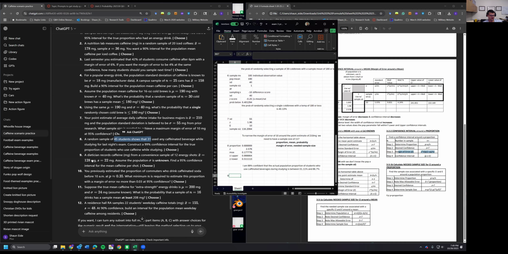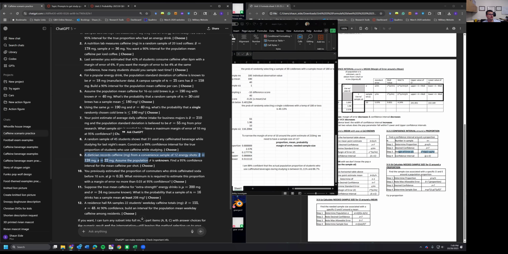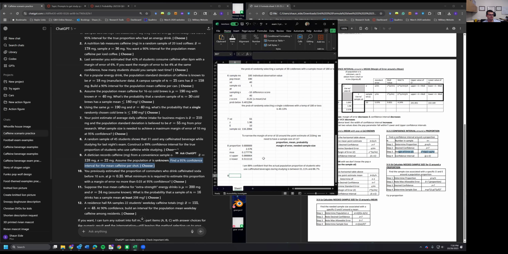Okay. Speaking of caffeinated beverages, a dietitian records caffeine milligrams for a convenient sample of 12 energy shots with a mean of 128 milligrams and this right here, S, a sample standard deviation of 22 milligrams. Assume the population standard deviation is unknown. Wow, they were really nice in giving that to you. I'm not going to be that nice. I'm just going to give you the S equals 22. Find the 95% confidence interval for the mean caffeine per shot.